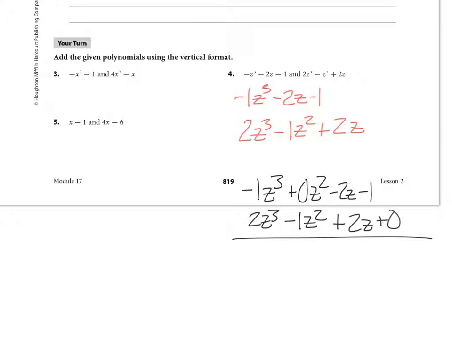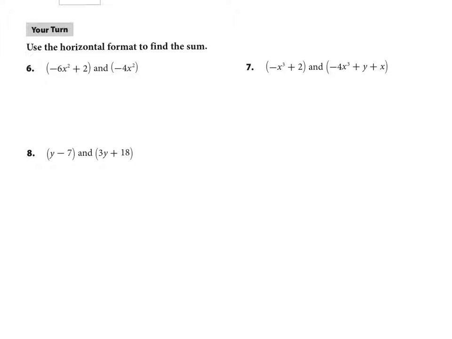So one of the things you can do here is these cancel because they're opposites. So now I have 1z to the third minus 1z to the second minus 1. Or you could just write z to the third minus z squared minus 1. And personally, my preferred format is what is known as the horizontal format.